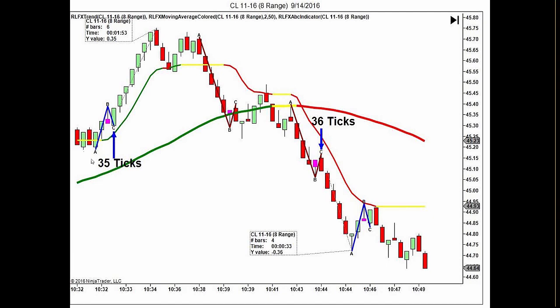Here's two more. ABC and up for 35, the A, the B, the C, and down for 36. And you see we got an ABC here, but this is not a tradable setup. We have to confirm the fact that the ABC does in fact move in the direction of the trend, and it sets up perfectly.